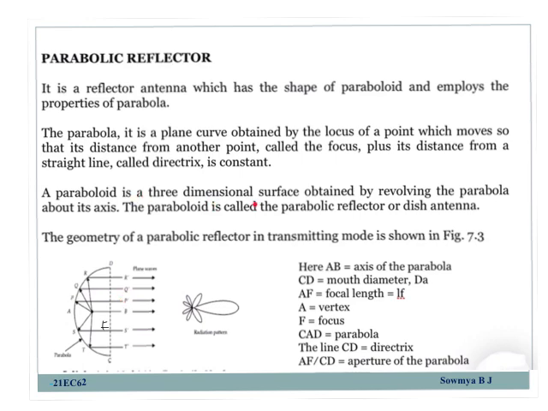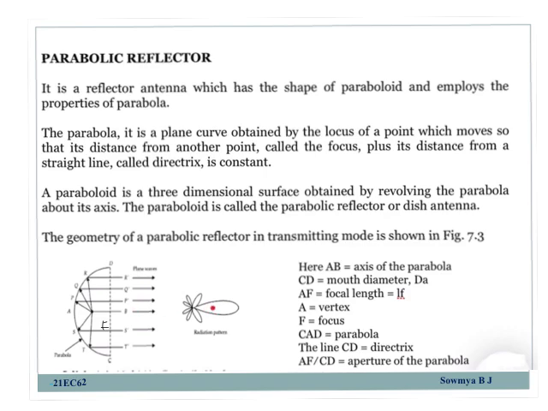A paraboloid is a three-dimensional surface which is obtained by revolving the parabola about its axis. This paraboloid is called the parabolic reflector or the dish antenna. This can be called a three-dimensional surface because it is obtained by revolving the parabola about its axis.